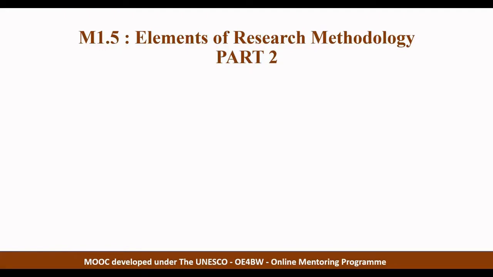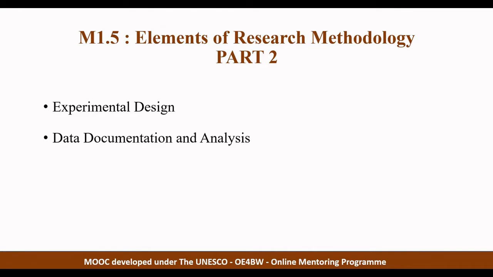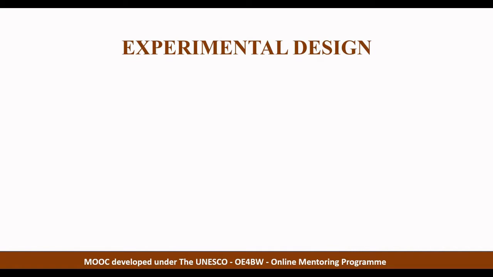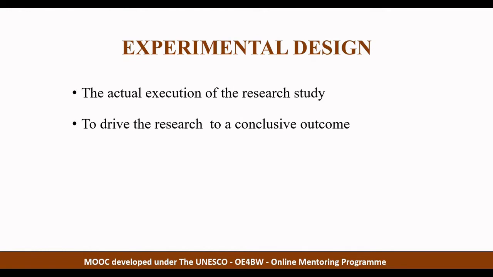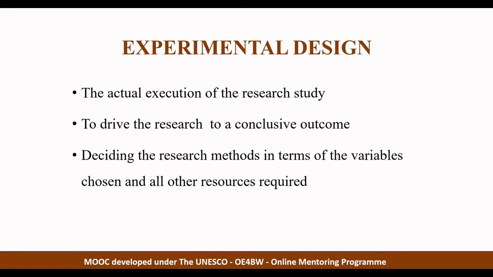In this section of M1.5 Elements of Research Methodology Part 2, we will consider experimental design and data documentation and analysis. Let us now consider experimental design. The actual execution of the research study would be through designing the experimental methods that would drive it to a conclusive outcome. Here, the research methods have to be decided in terms of the variables chosen and all other resources required.